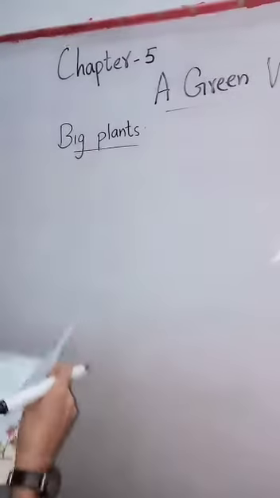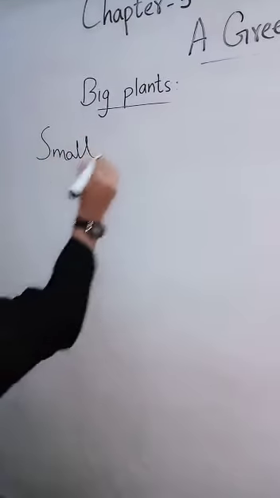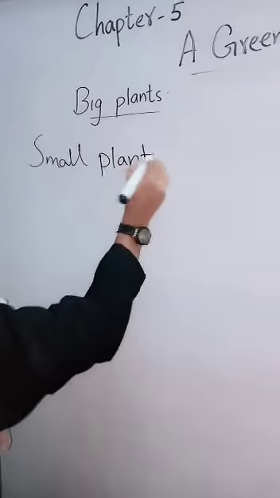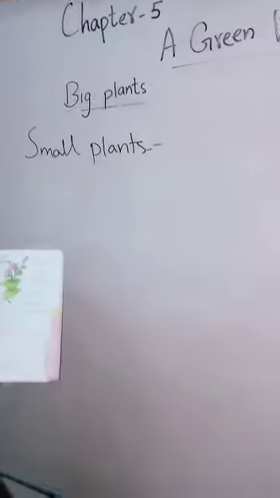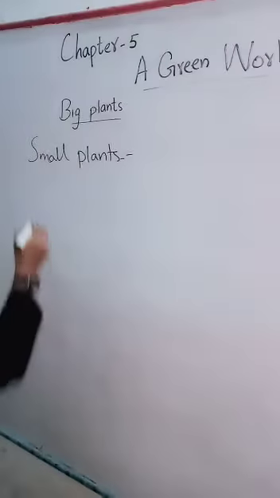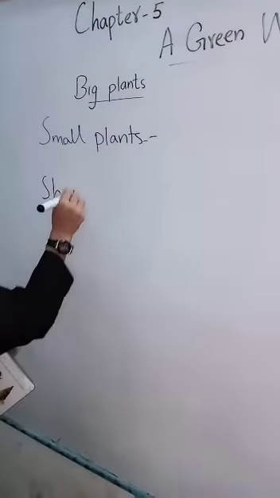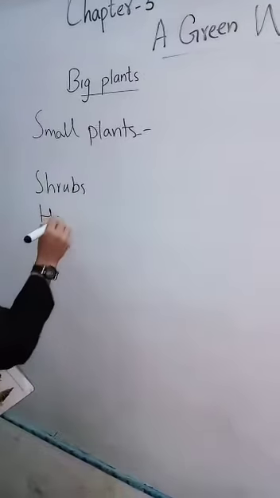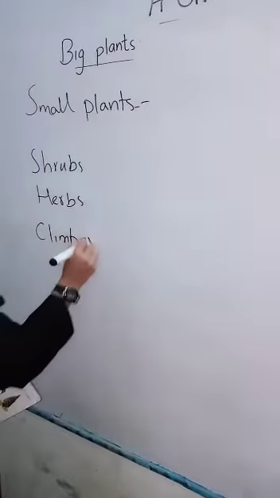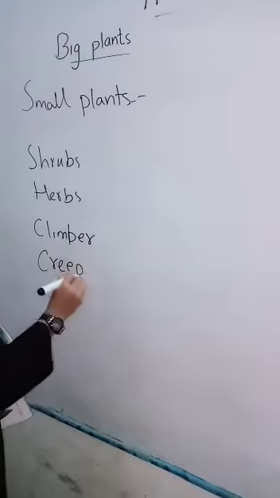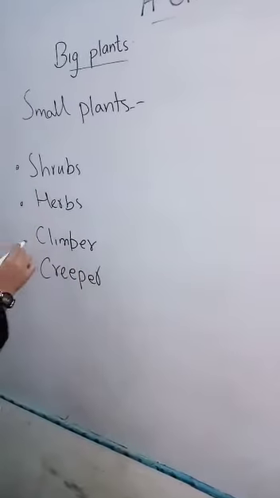Big plants have been done in the last video. Now we are starting small plants. Small plants include shrubs, herbs, climbers, and creepers. Shrubs, herbs, climbers and creepers are the different kinds of small plants.